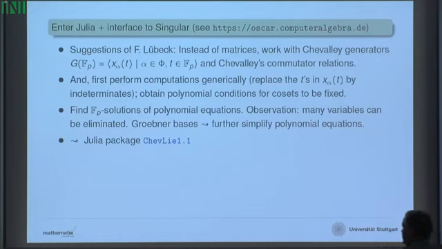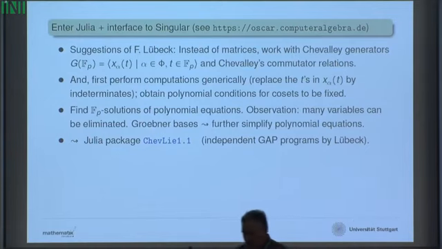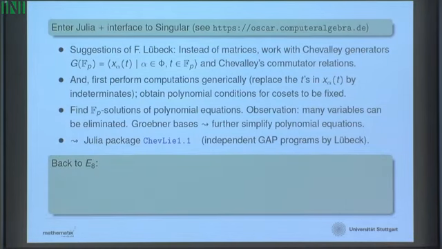And so I implemented all this in the Julia package. Frank has independent programs in GAP, and I think it's also good that we don't tell each other all details of everything, so that we have two independent verifications of these programs. But the results are as follows. So let's go back to E8.